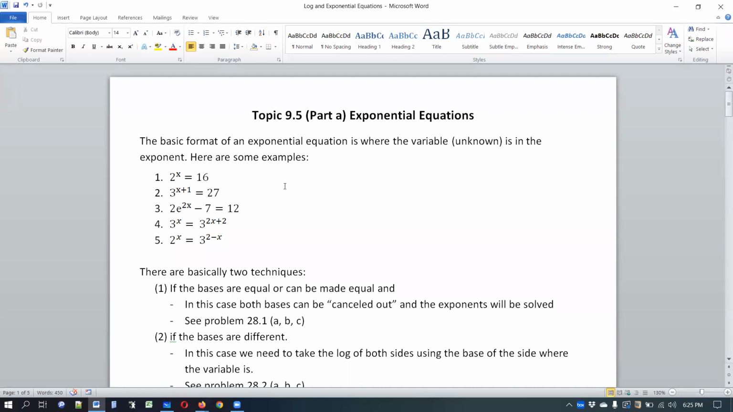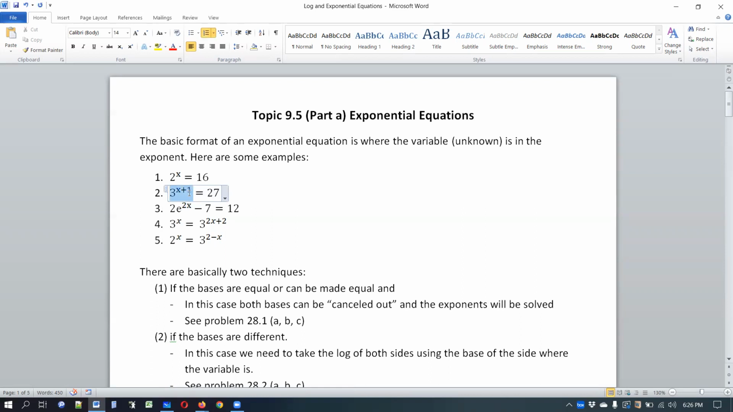In any event, exponential equations. These are equations where the variable, the unknown, usually x but it could be y, is in the exponent. Here are some examples of exponential equations. Notice that the variable x is in the exponent. It's no longer, for example, a quadratic equation, x squared. The variable is in the exponent.